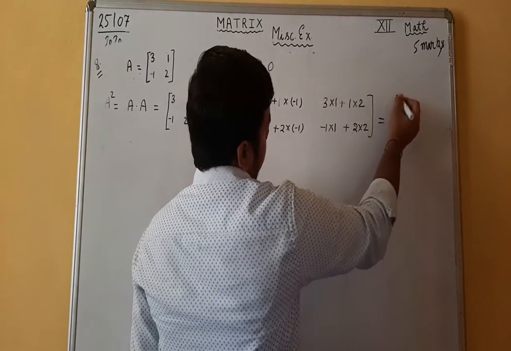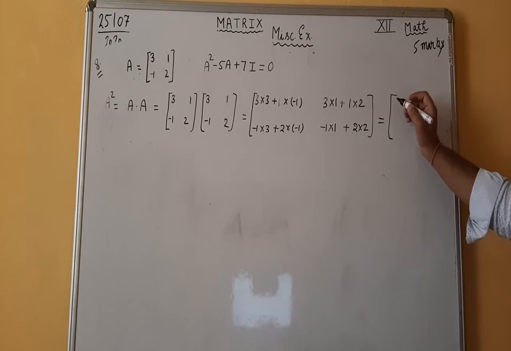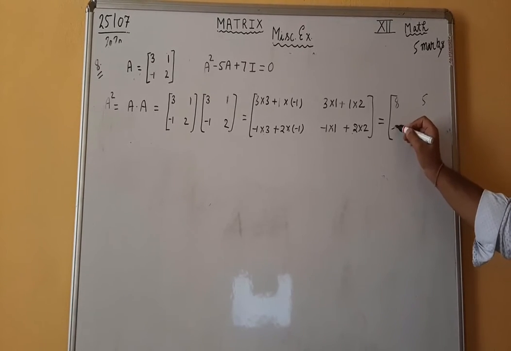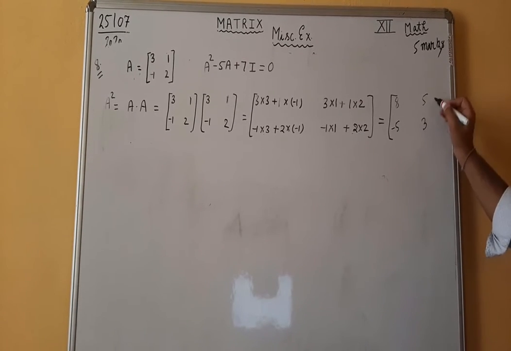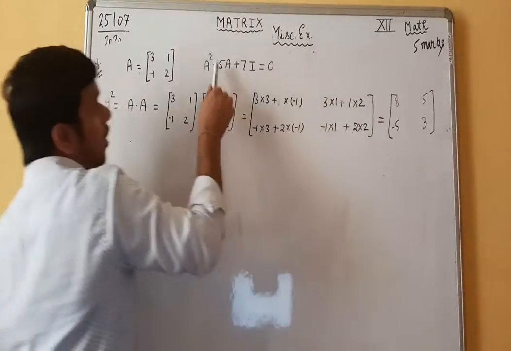Right? So, the value of A square is what? The value of A square is 8, 3, 5, minus 3, minus 2 minus 5, 2 2s are 4 minus 1 is 3. This is the value of A square. Now, let us find the value of this expression.